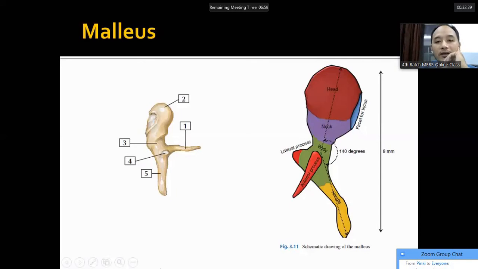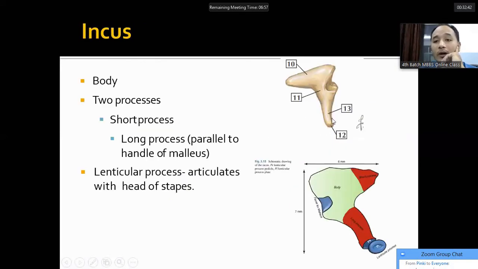Now let's come to the incus. The incus has a body and two processes and a lenticular process. This is the body, this is the short process, this is the long process, and this is the lenticular process. This lenticular process articulates with the head of the stapes, and this joint is a synovial ball and socket type of joint. This is the articular facet with the malleus.